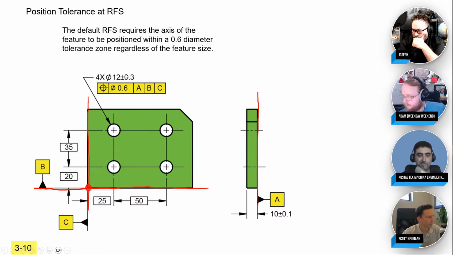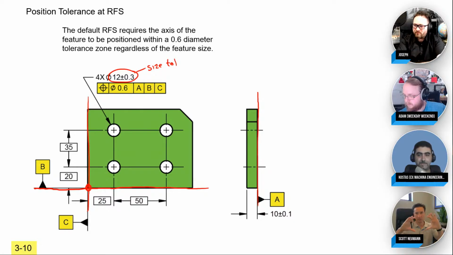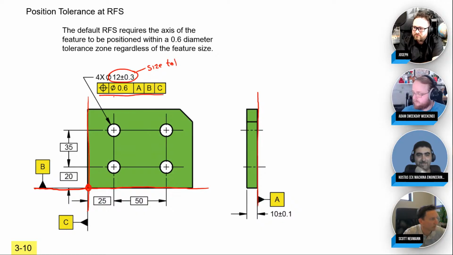Then the holes are given two tolerances. This is the size tolerance. You can't make it any smaller than 11.7, and you can't make the size any bigger than 12.3. That's the specified size, not too small, not too big. And the other one, the important one I'm teaching here, is the position tolerance. Position says each hole has to be located within a diameter of 0.6. The 4x means that it's going to be patterned out 4 times. In our standard, this is called a pattern. A pattern is a repeat of something, the same thing that happens over and over again. So we have a 4x size tolerance and a 4x position tolerance.